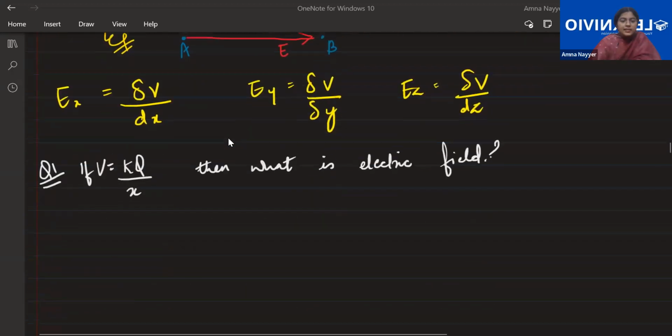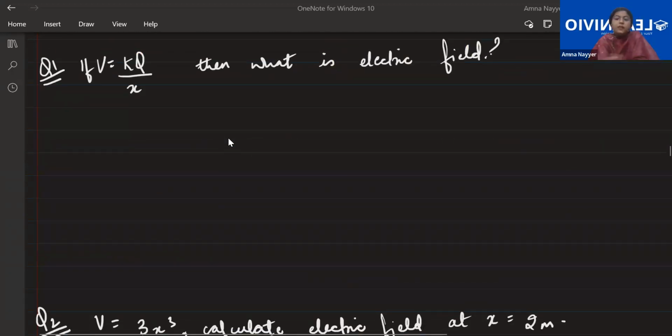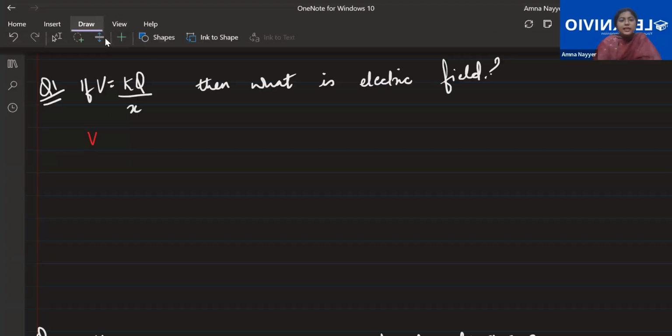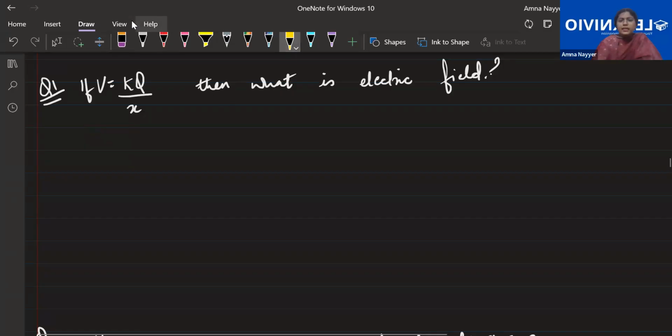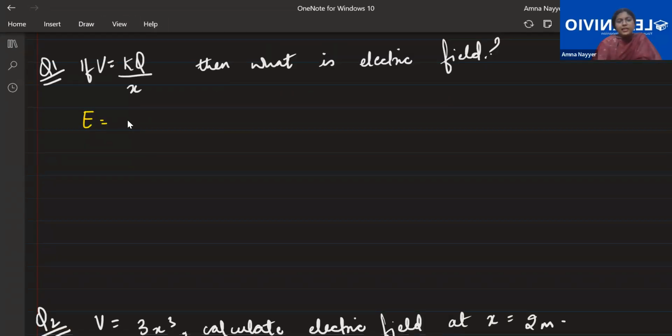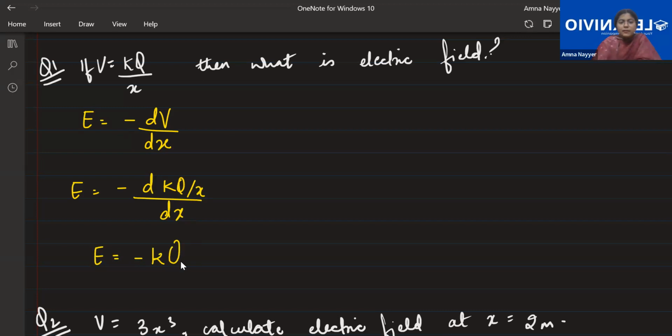Okay, class. See, we have studied V is kq by x. Then what is the electric field? Look, if potential is kq by x, that we already know, the electric field is asked. We know electric field is minus dV over dx, so we have to differentiate potential with respect to x. So minus d(kq by x) over dx. Look class, minus kq will come outside, and in 1 by x, this x can be brought up in the numerator, x to the power minus 1.